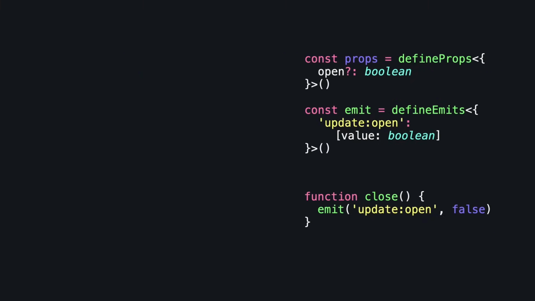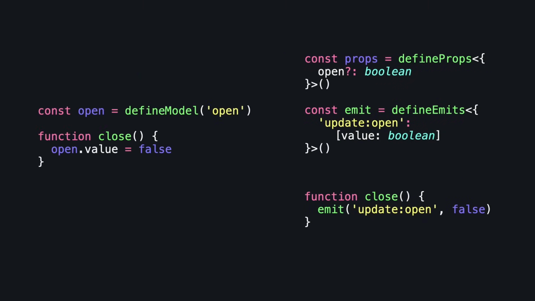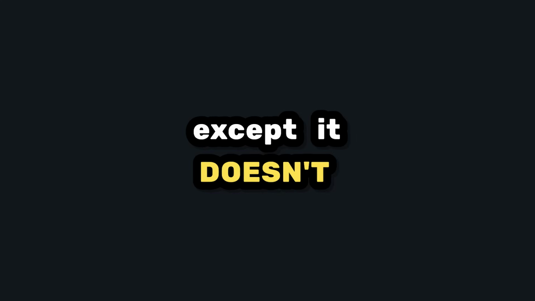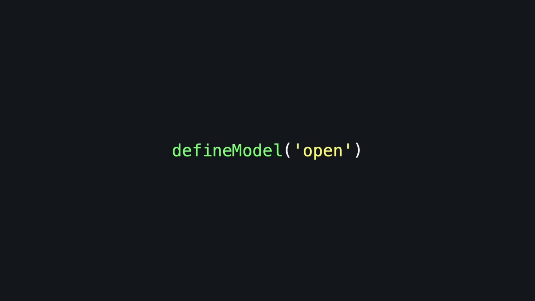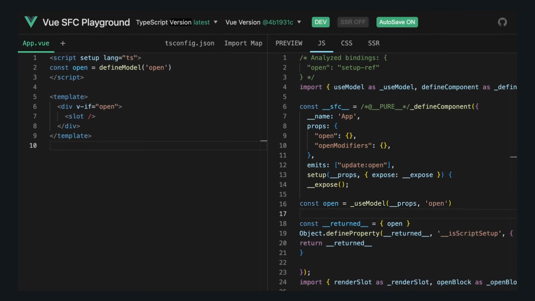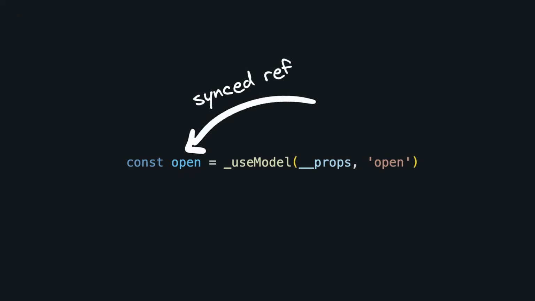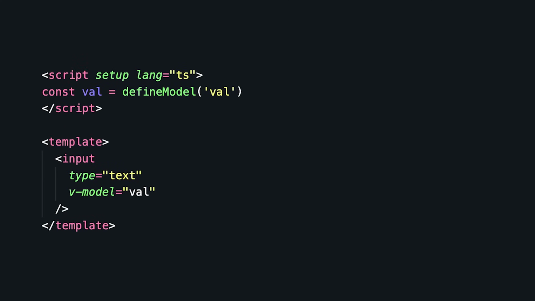And you're right, since Vue 3.4, this can be replaced with the defineModel macro, which does the same exact thing. Except it doesn't. So what does defineModel actually do? If we throw our example into the Vue playground, we can see the compiled output. We have a prop called open, we're emitting an event called updateOpen, but the one difference here is that we have this const open equals useModel. And this returns a ref that is in sync with our prop value. And that's why code like this works.